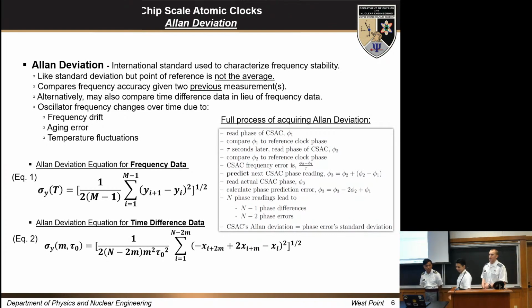Allan deviation is the international standard that is used to characterize frequency stability. It is similar to, but not the same as, standard deviation. It uses the previous two terms in the series to compare to the average. This can be changed through frequency drift, aging error, and temperature changes. As you can see, there are two different equations used for time difference data and frequency data.